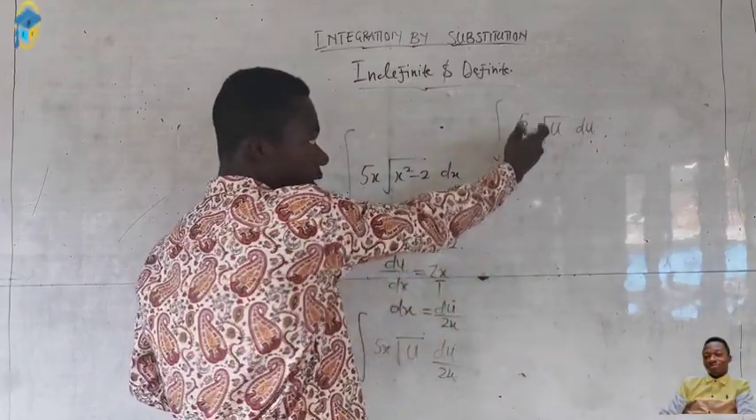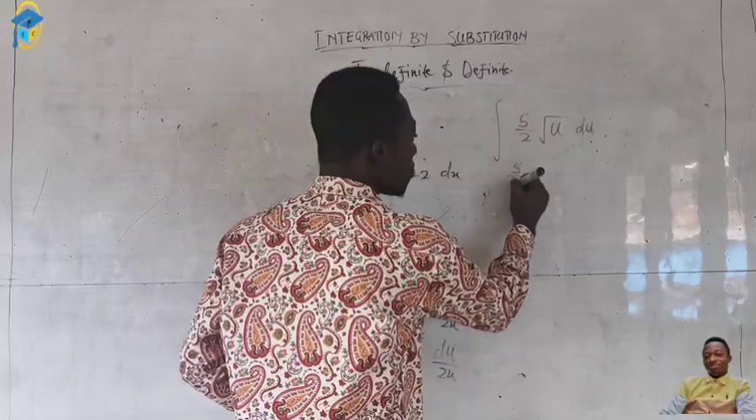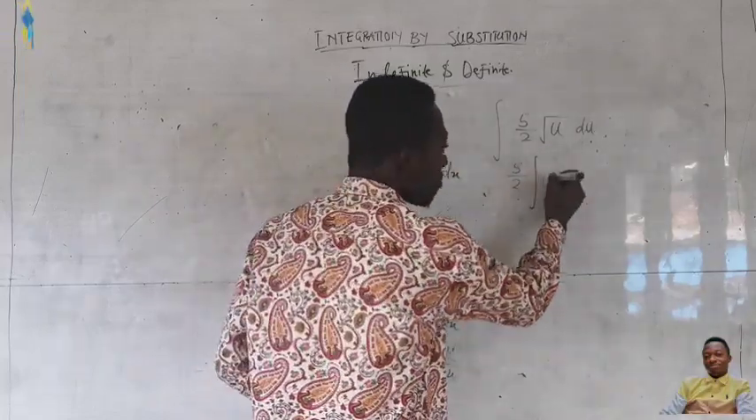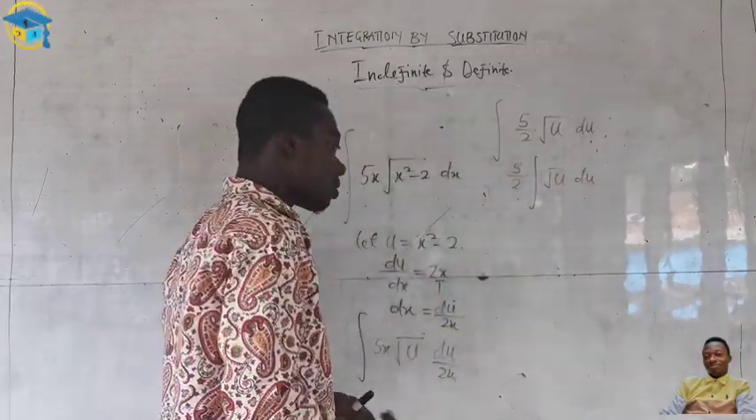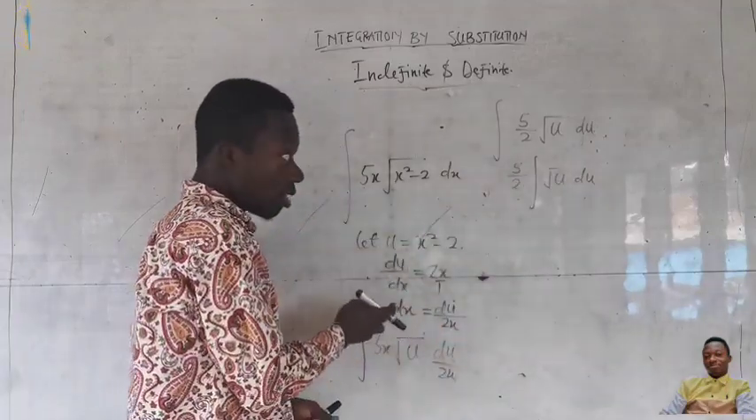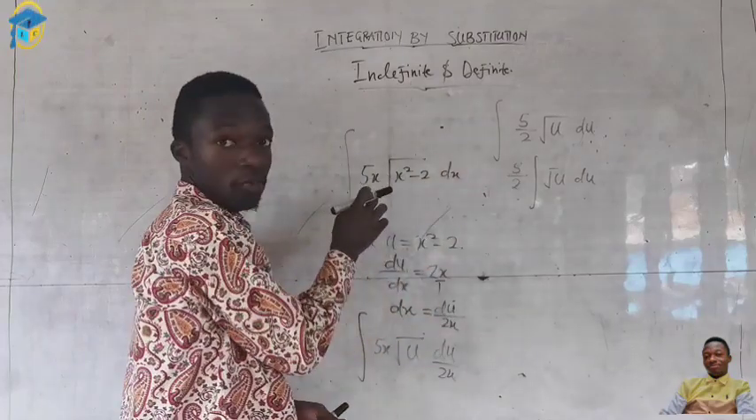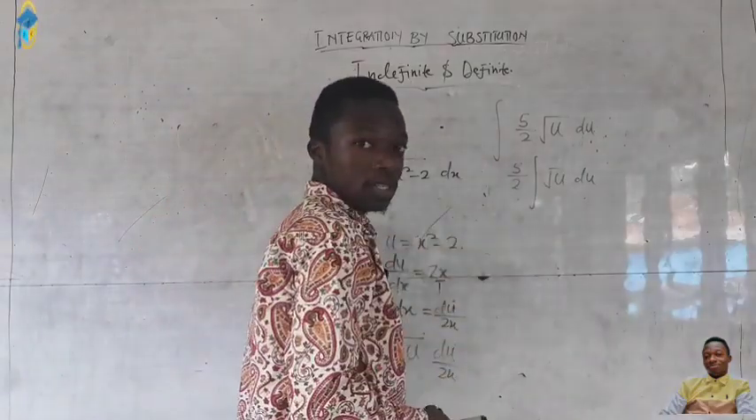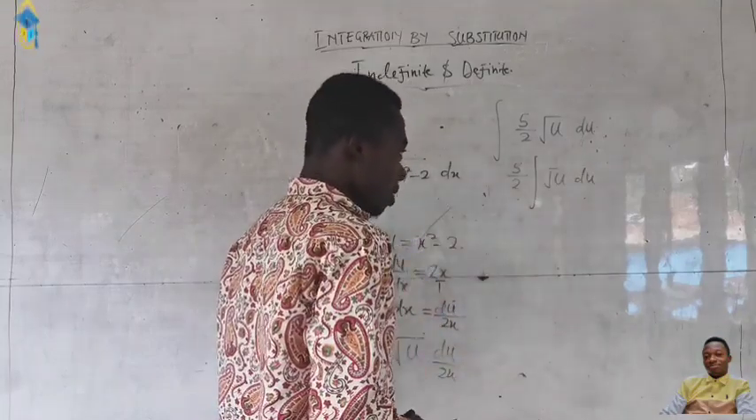We can bring the 5 over 2 out of the integral sign. Remember, this is an indefinite integral, so we have the integral of the square root of u du. We wanted to convert everything from x to u. That's why we made dx the subject, so that we can cancel off the x attached to the 5x. Now we can integrate this function because we are integrating with respect to u.